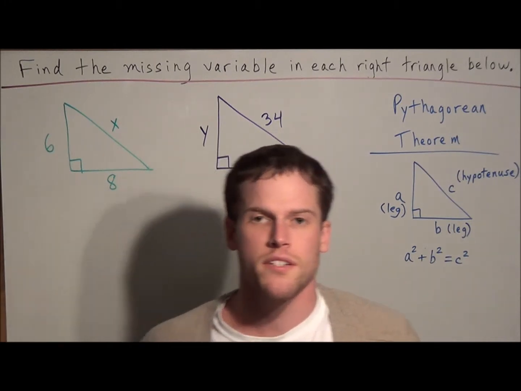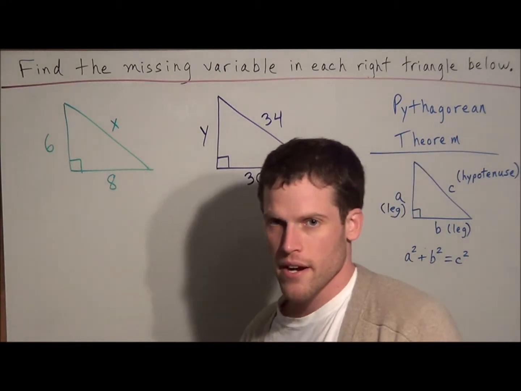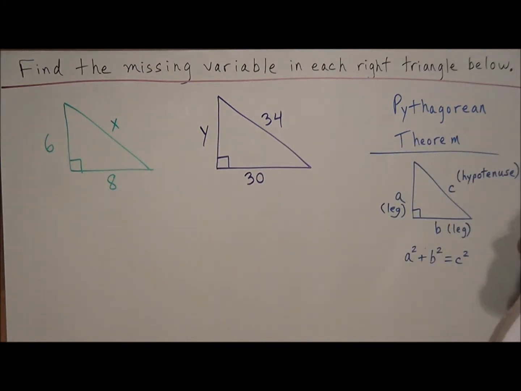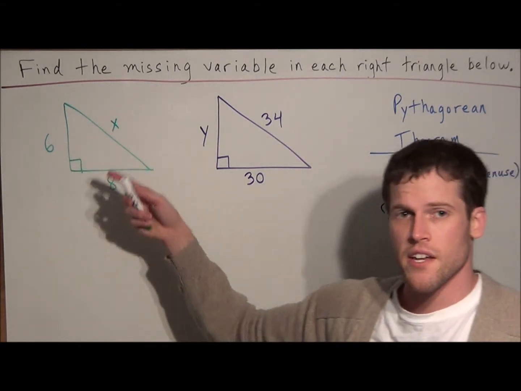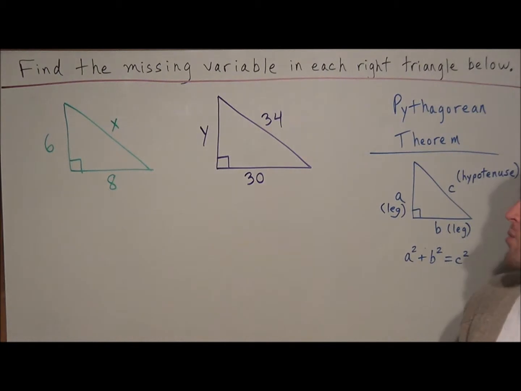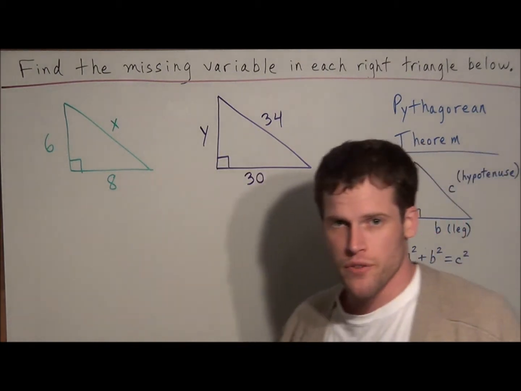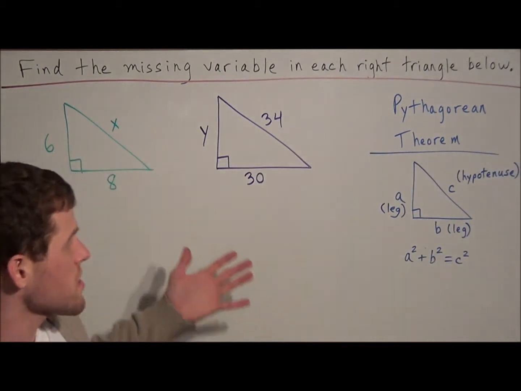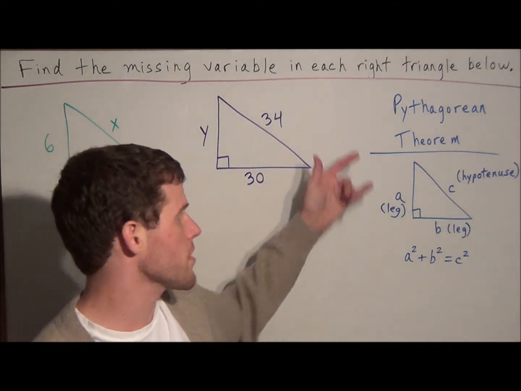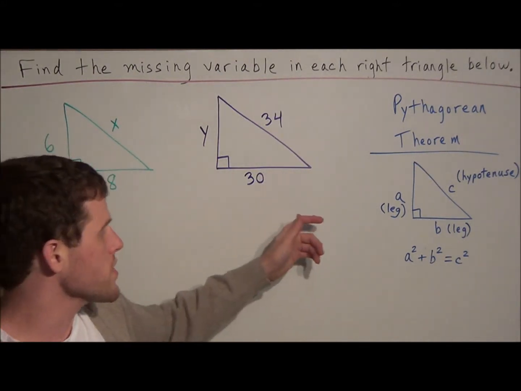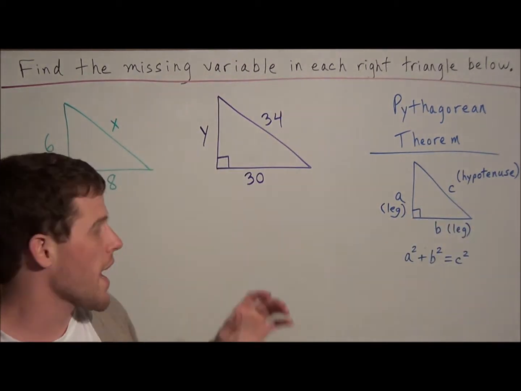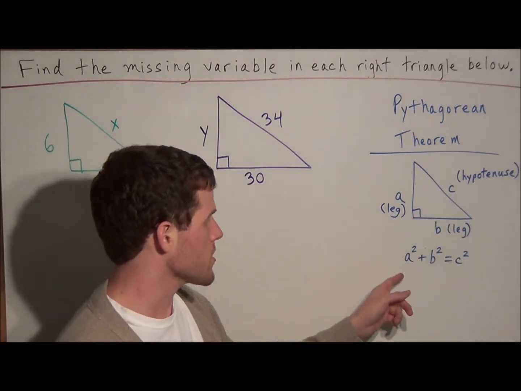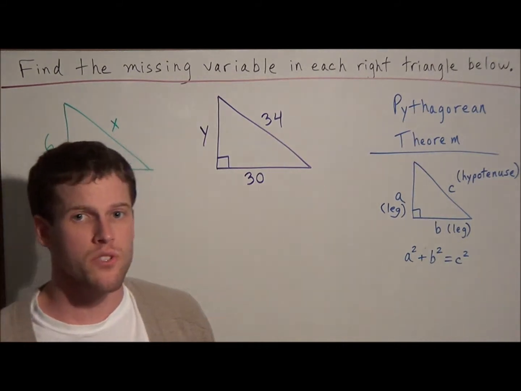Today I want to take a look at how to use the Pythagorean Theorem. So we have to find the missing variable in each right triangle below. We have one triangle with sides 6, 8, and x, and another right triangle with sides y, 30, and 34. To find these missing variables, we're going to use the Pythagorean Theorem, which states that when we have a right triangle with sides a, b, and c, then those sides have to satisfy the equation a squared plus b squared equals c squared.